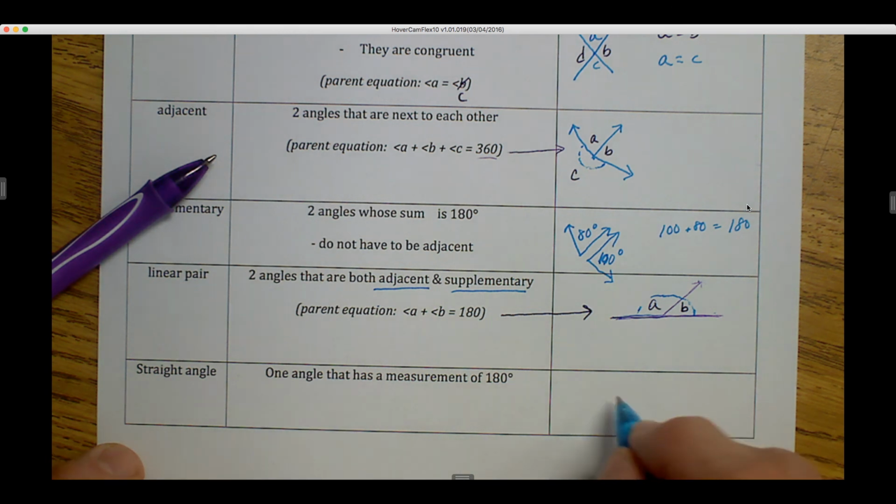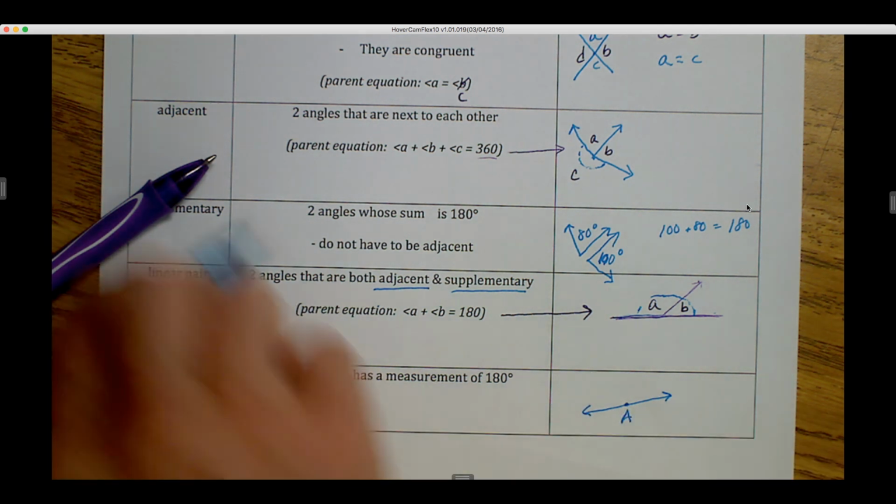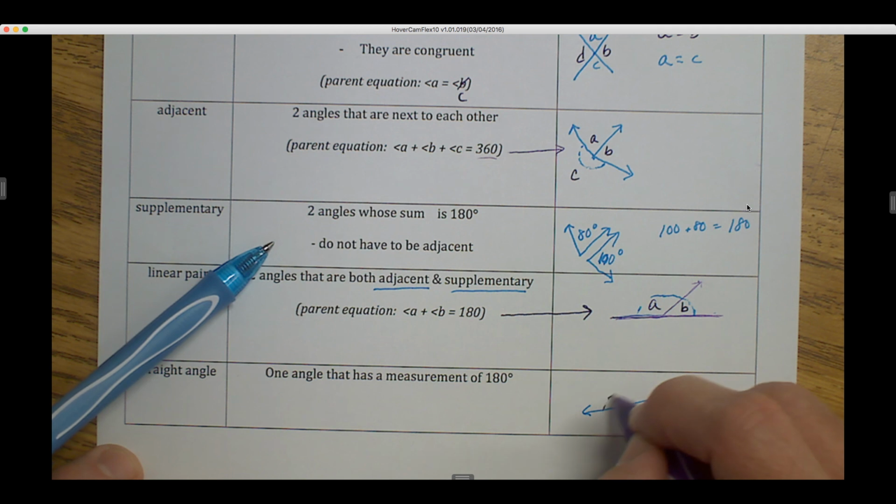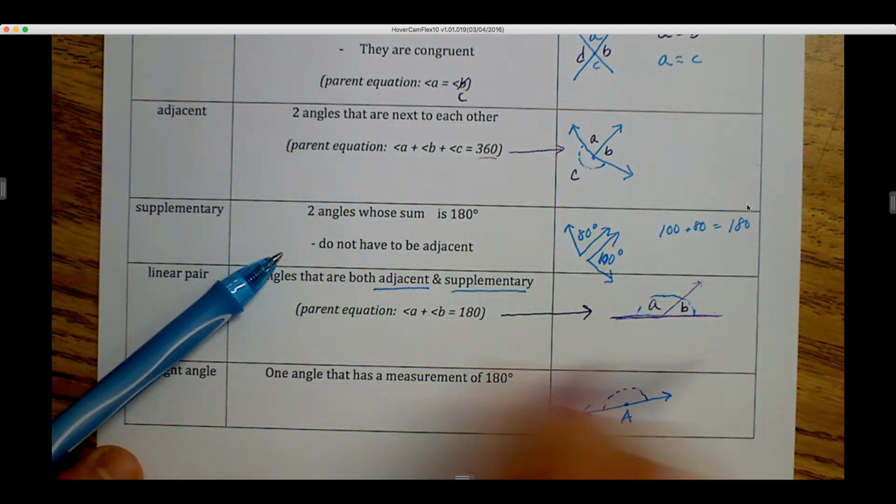A straight angle is one angle that has a measurement of 180 degrees. Maybe we have our vertex of A right there, but it is 180 degrees.